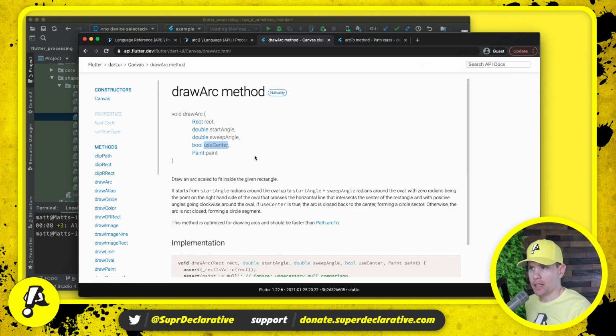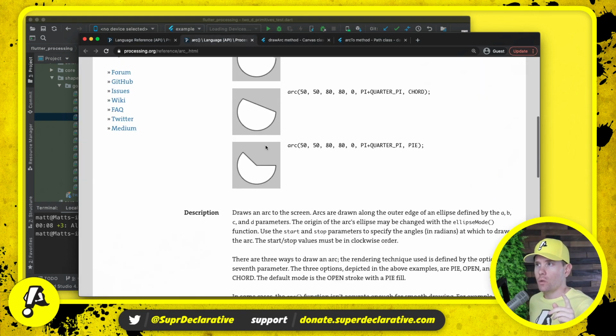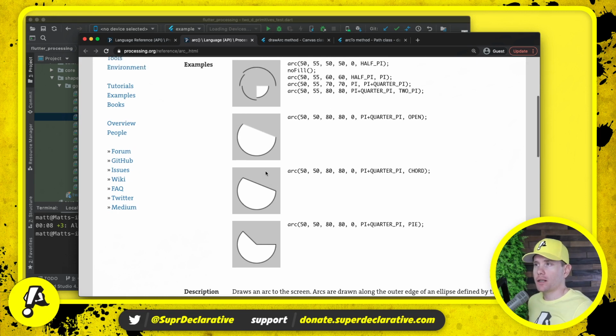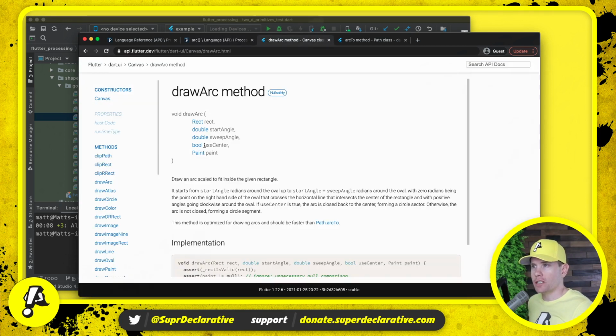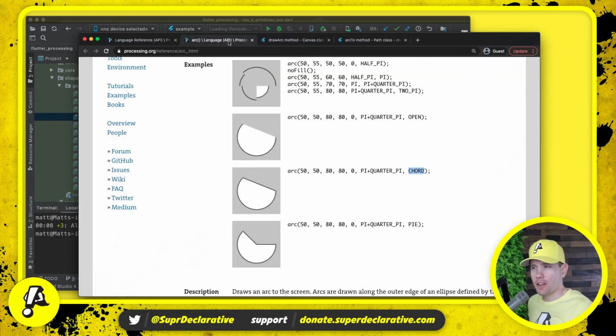This useCenter property here, if this is true, then the endpoints of the arc are going to draw lines back to the center, meaning that when useCenter is true, we get the pie representation. So the pie representation should be no problem. The place where it's interesting is these two up above. Getting the chord shouldn't be a problem, I don't think. Because I think if we use drawArc and we say useCenter false, what we're going to get is the chord, where it strokes the whole shape and fills it, and then we're good to go.